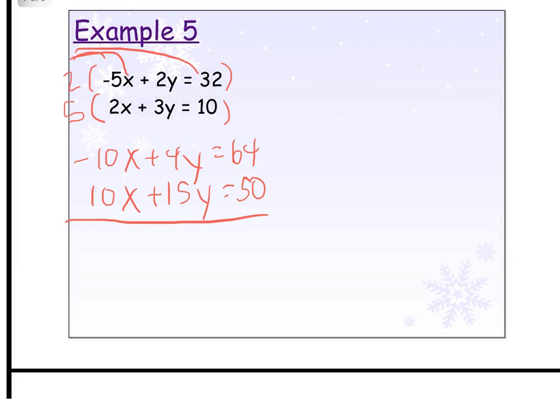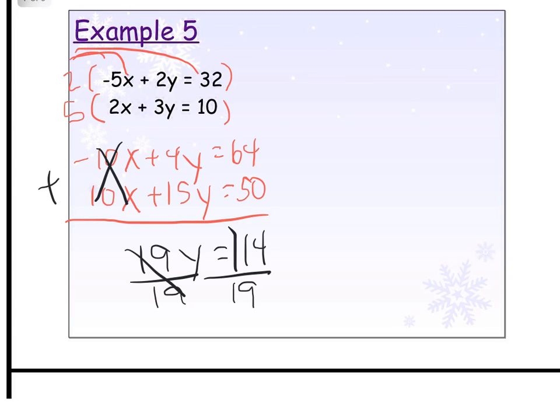Now I like that I ended up with a negative 10x and a positive 10x because I can just add these together. Negative 10x plus 10x, they cancel. 4y plus 15y is 19y. 64 plus 50 would give me 114. And I just have to divide by 19. So y is equal to 6.